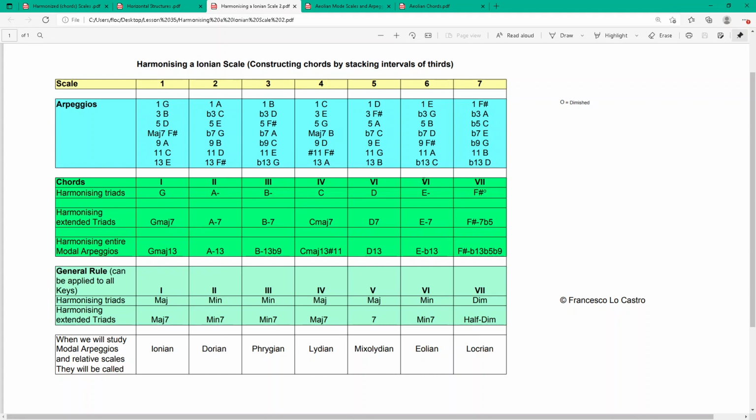And we know it's an A minor if you use just a triad. If you use extended triads, so now E minor 7 here. And then, if you're harmonizing the entire modular arpeggio, you have E minor flat 13. So all these notes. And the upper structure, the colors you can add are 9, 11, and 13. And flat 7, obviously.